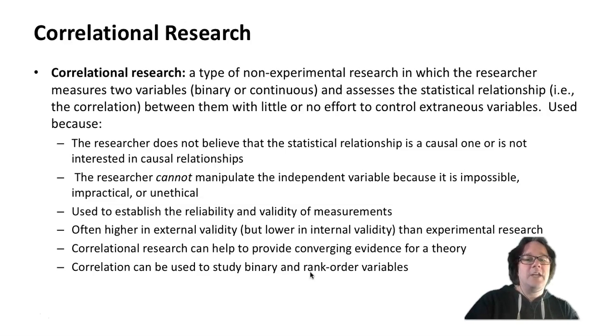Also, correlational research can help to provide converging evidence for a theory. So again, without necessarily running an experiment, and this is kind of how scientists were able to prove that smoking actually caused lung cancer. A number of experiments were done on animals, particularly mice, having mice smoke cigarettes and seeing the rates of cancer there. But the tobacco industry would come back and say, well, these are animal studies. How do you know they apply to humans, right?